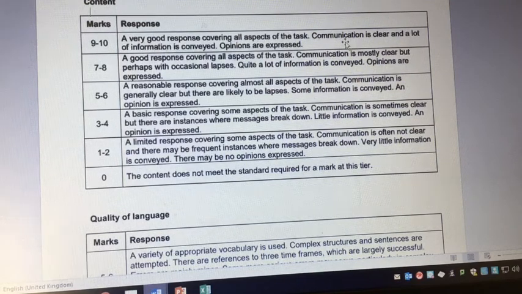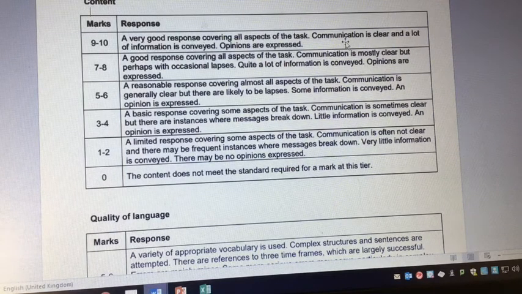I'll talk about what happens if you make mistakes in a minute, but they're not that crucial. What's important is that your communication is clear and I can understand what it's saying. So therefore your mistakes do not stop me from understanding what you're trying to say. You also need to make sure you convey a lot of information and that it goes beyond the bare minimum.